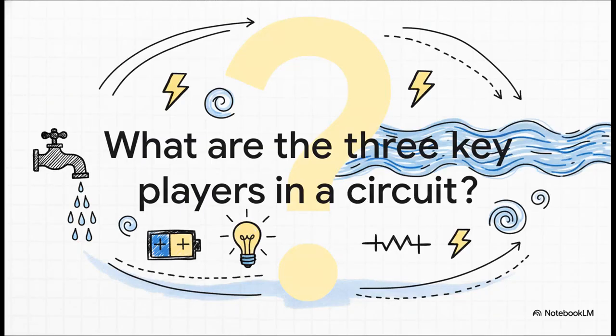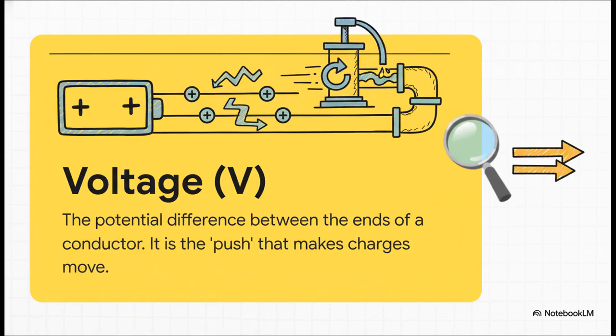So, to really get what Ohm was talking about, we have to meet the three main characters in this electrical story. And that water analogy we started with is going to work perfectly here. So, who are these three key players? First up, you have voltage, which we represent with a V. Voltage is the push. It's the electrical pressure that forces the charges to start moving. Just like with water, more pressure means a stronger push.